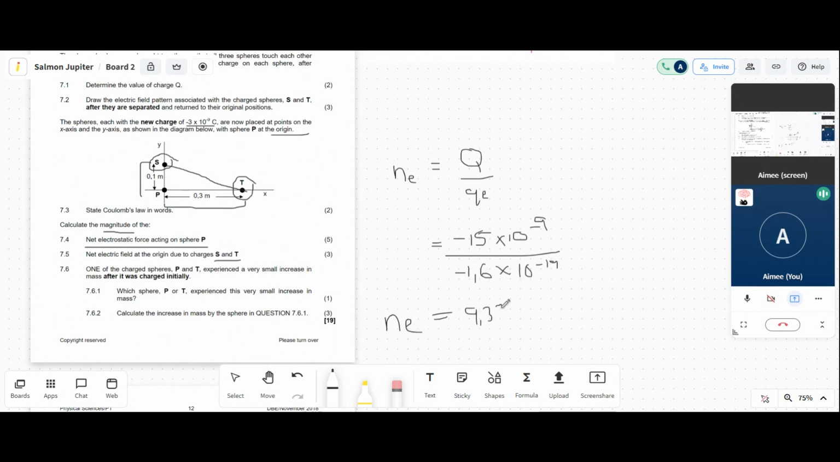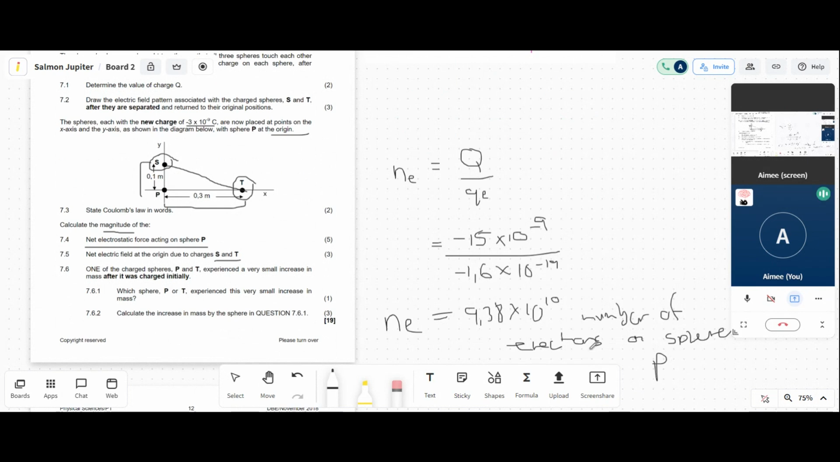So 9.38 times 10 to the 10 is the number of electrons on sphere P. Okay? And now we say, okay, so now what is the mass gained?